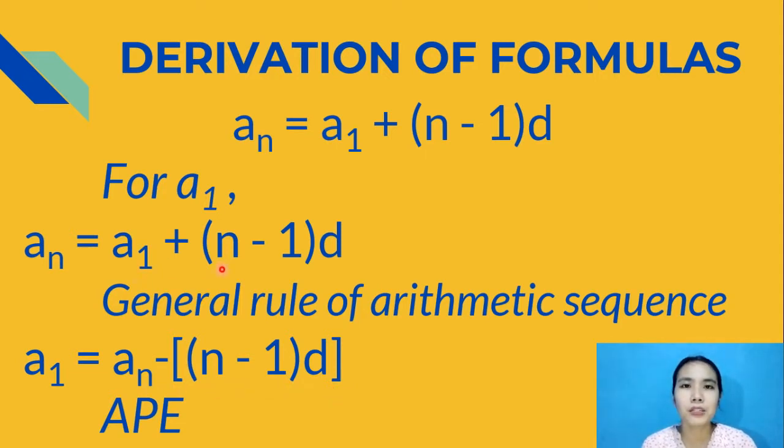A sub 1 plus the quantity of n minus 1 times d plus negative n minus 1 times d will be cancelled, so the remaining is a sub 1. Therefore, the formula in finding a sub 1 will be a sub 1 equals a sub n minus the quantity of n minus 1 times d.